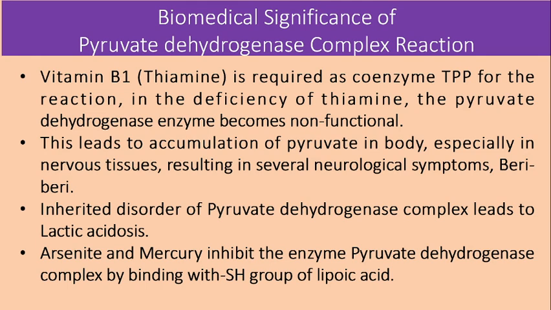Then inherited deficiency of the enzyme pyruvate dehydrogenase will lead to lactic acidosis due to overproduction of lactic acid. Then arsenate and mercuric ions will inhibit the enzyme pyruvate dehydrogenase complex by binding with the SH group of lipoic acid. We know that lipoic acid is one of the coenzymes for pyruvate dehydrogenase complex. So all these are the biomedical importance of this pyruvate dehydrogenase complex.